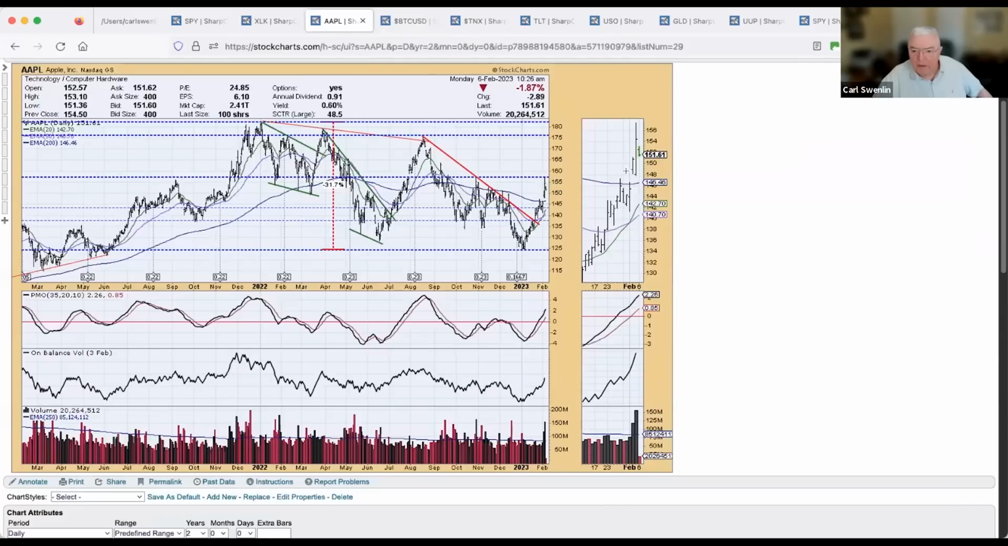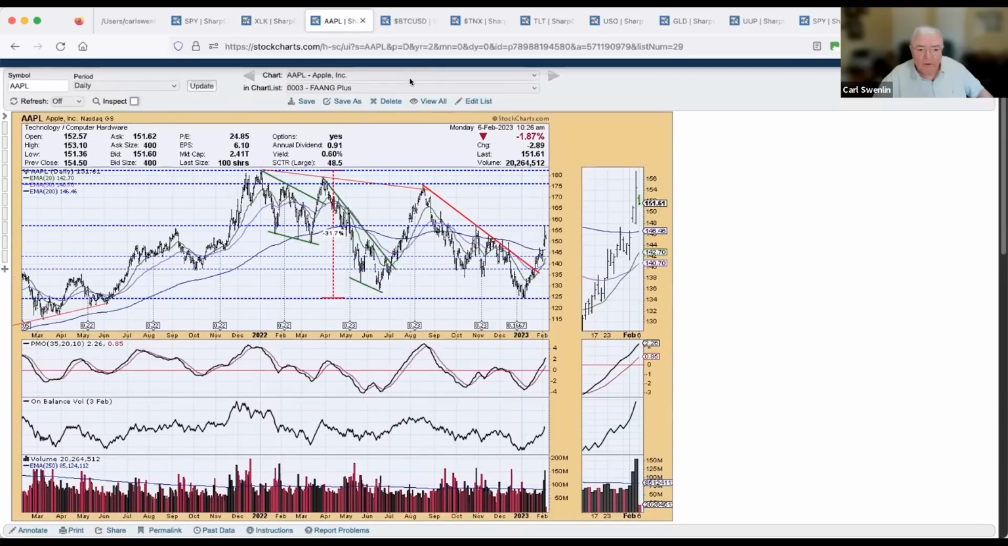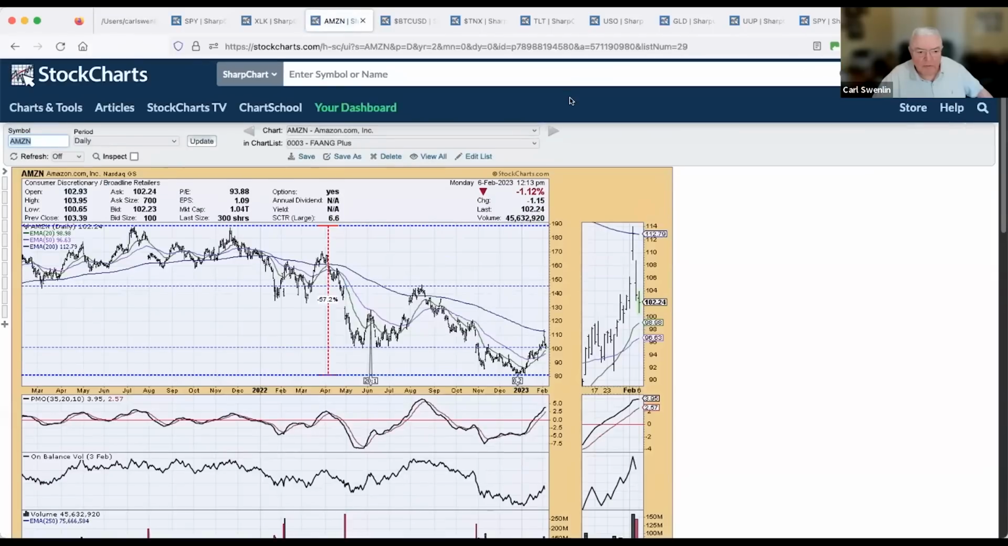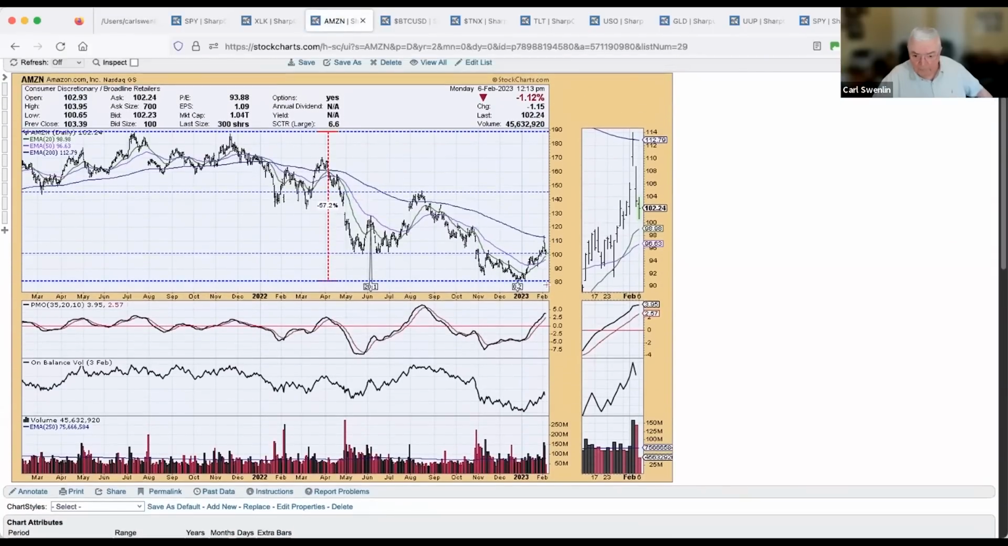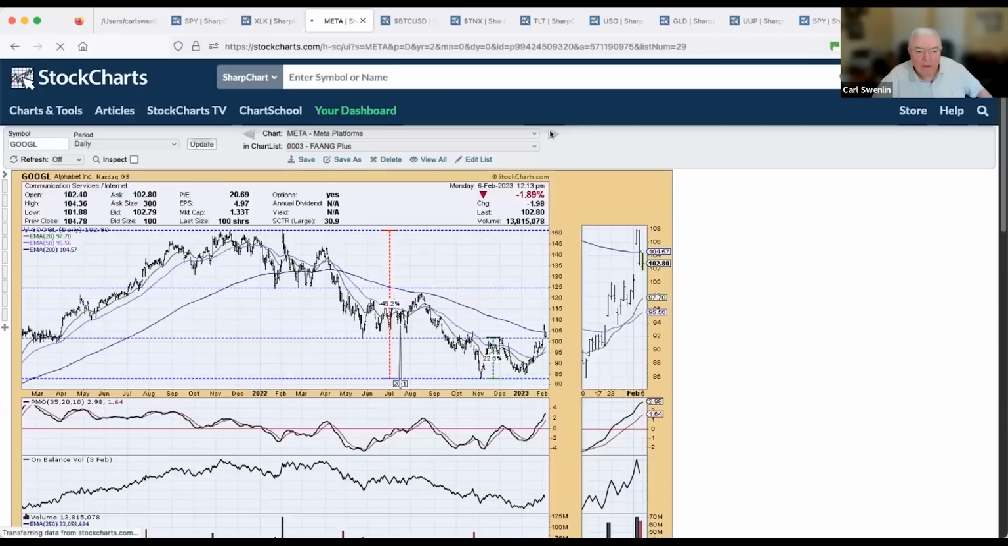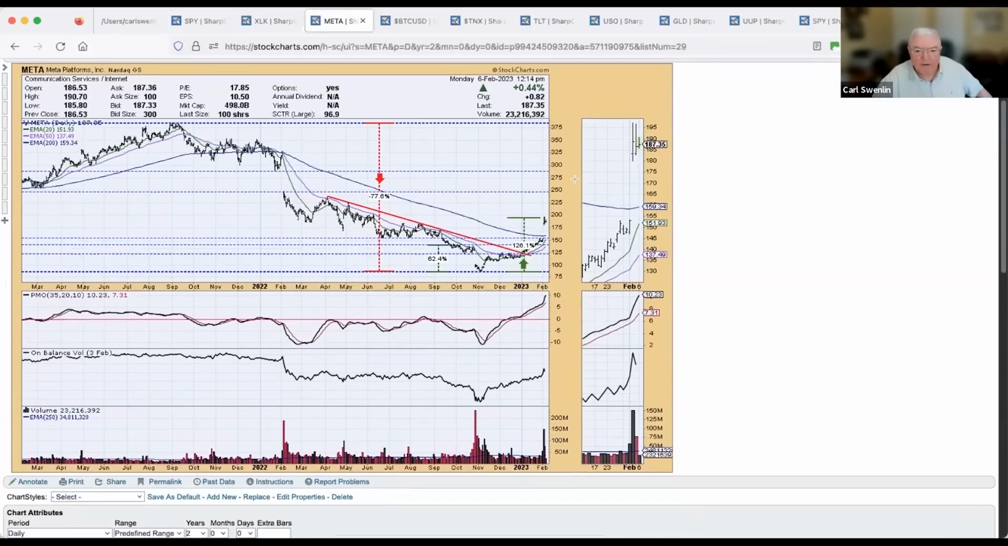Apple had a very strong move last week. It's pulling back from that. Wanted to take a look at, well, let's just zip through it. There's Amazon. All these tech stocks had nice advances last week, and they're now pulling back. Alphabet, Google, also pulling back to this level of support. Meta platforms, I wanted to look at this.